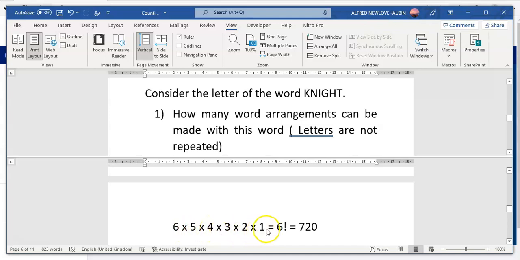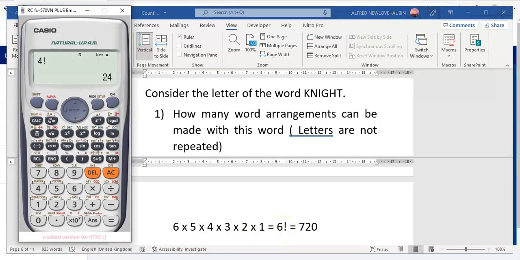And it goes on like that. So this one is what? 6 factorial. Let's press our 6 factorial on our calculator. Don't delete. If you already have it, you delete only the 4. Put whatever you want to put there. We have 720.